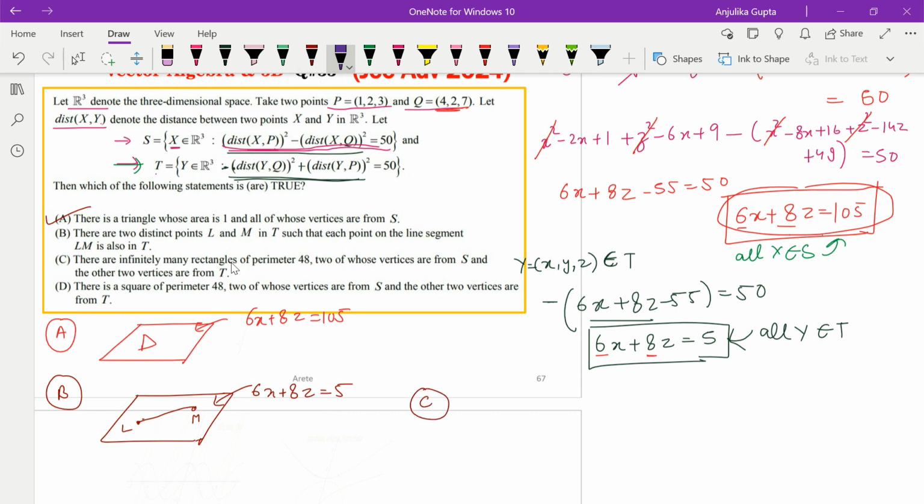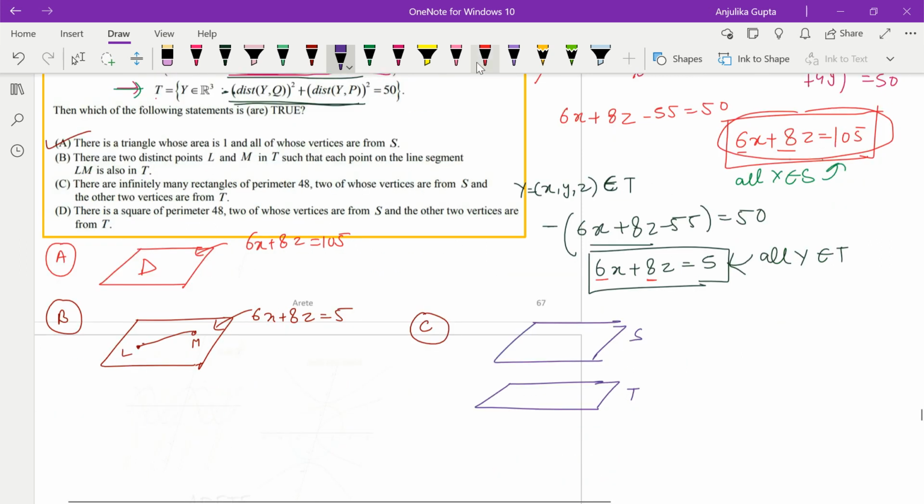Let's answer the C part of the question. There are infinitely many rectangles of perimeter 48 of whose vertices two are from S. So let's say this is my S, and they're parallel, we saw that. This is my T. Is it possible to have a rectangle with two vertices here and two vertices here such that the perimeter is 48? First of all, I need to know the distance between the two planes, because this would be fixed. It has to be perpendicular to both planes, these two lines. So what's the distance between this plane and this plane?